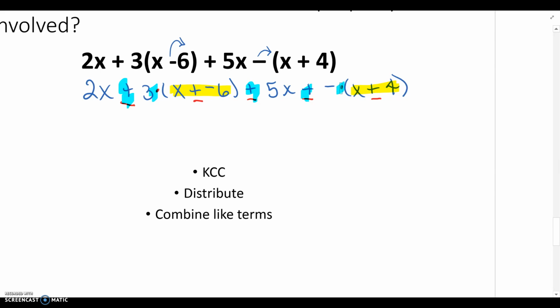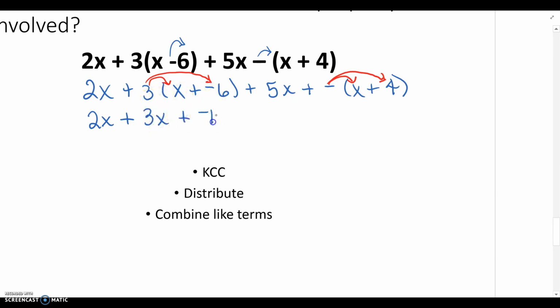So we have to do our multiplication first, which means we're going to do our distributive property. So we're going to distribute everything that's outside of parentheses to within the parentheses. So here we're going to distribute the 3 times the x and the 3 times the -6. Here we're going to distribute this opposite symbol, or this negative. We're going to make everything the opposite sign of whatever it is inside the parentheses. So we end up with 2x here, plus 3 times x is 3x, plus 3 times -6 is -18, plus 5x, plus the opposite of x is -x, the opposite of 4 is -4.